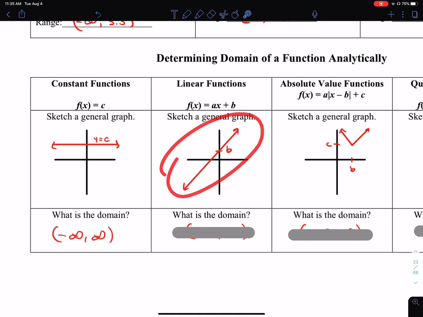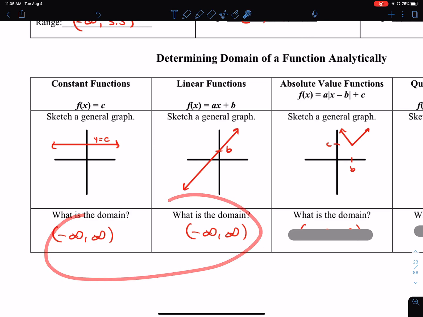A linear function is a non-horizontal line. So here's an example. The slope would be A and the y-intercept is B. Every line that is a function that's not horizontal has a domain of negative infinity to infinity. Any function that's a line has domain negative infinity to infinity.